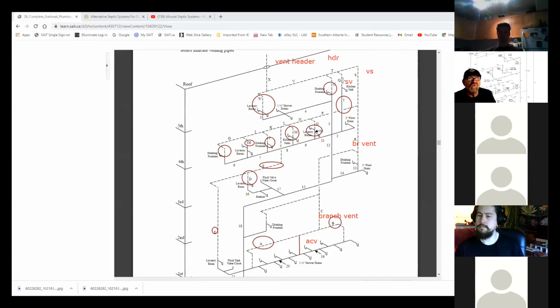Right? So even if this stack vent wasn't here, this vent stack would have met this stack vent, and then this would have been a vent header anyhow. But as it is right now, the vent header starts at T and goes all the way up.